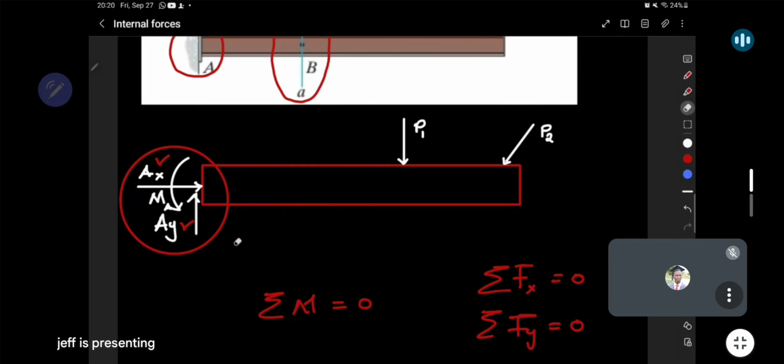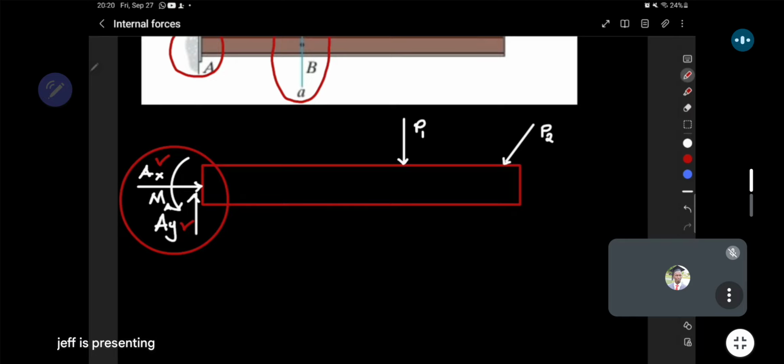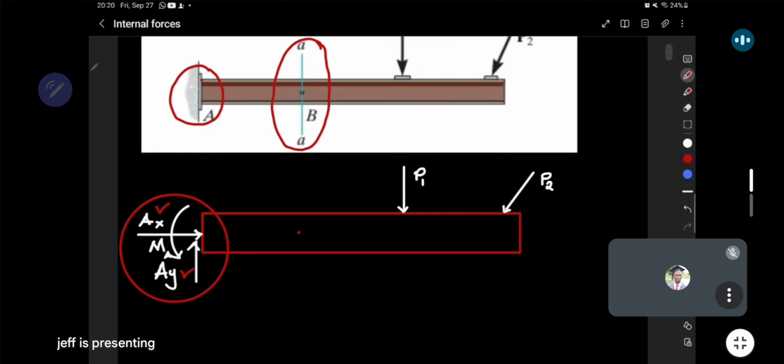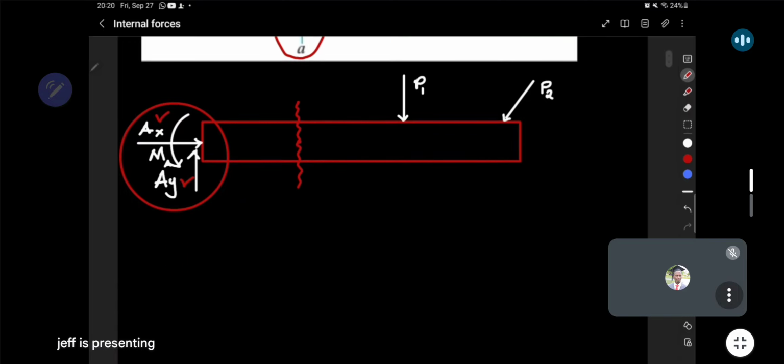But again, I'm specifying you only want to determine what these reactions at the support are if the section you decide to pick for analyzing does need them. For example, in this case, let's say point B is somewhere here. When you create a section about point B, notice that you then split this structure into two pieces.